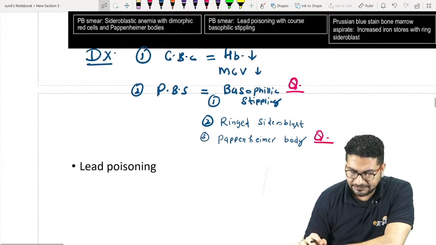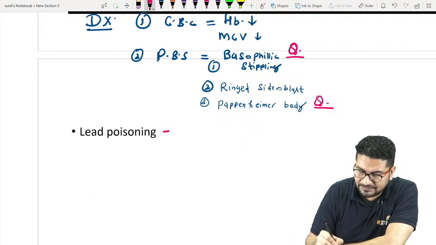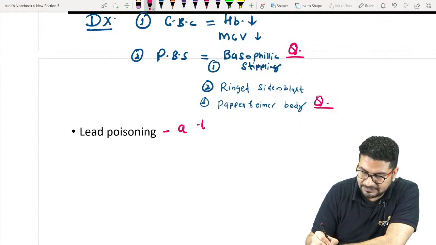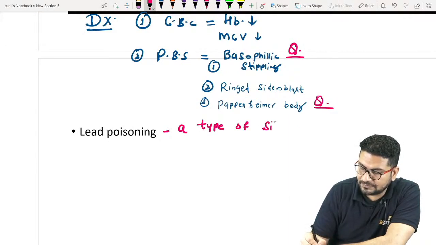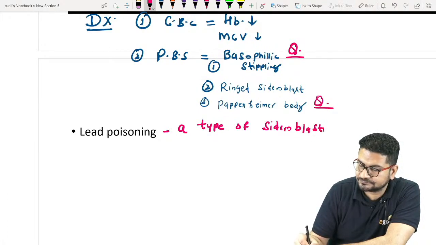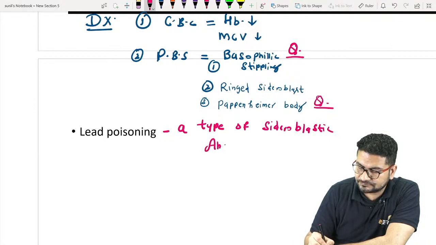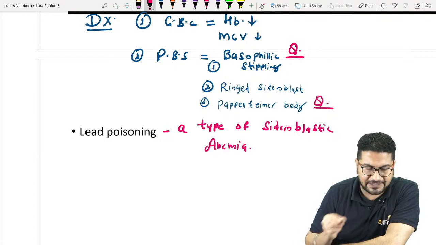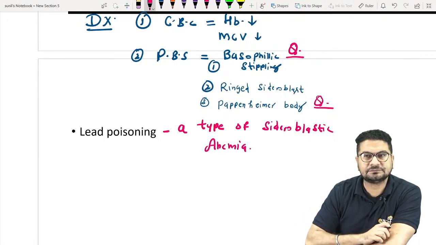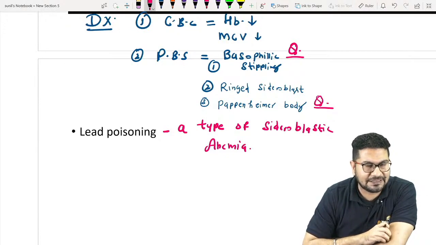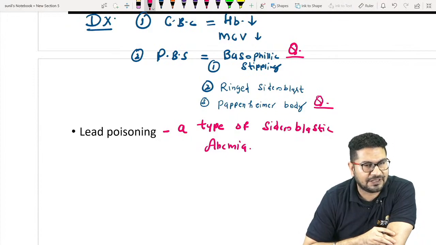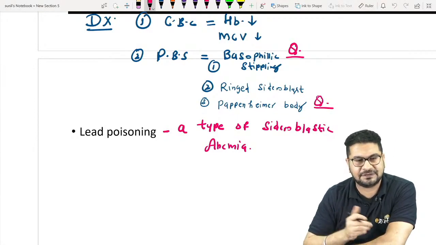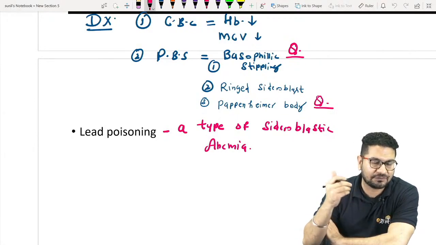And I told you lead poisoning is a type of sideroblastic anemia. Basically it is an iron overloaded state. The body is having too much iron, but that iron cannot be utilized. There is no proper utilization of that iron.